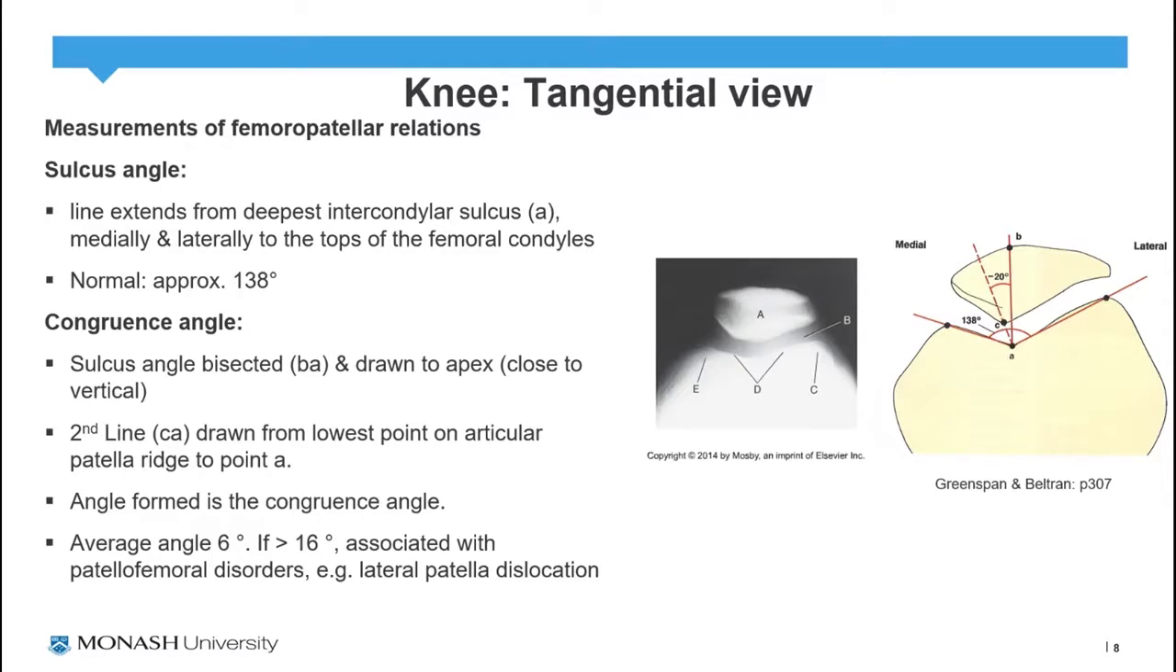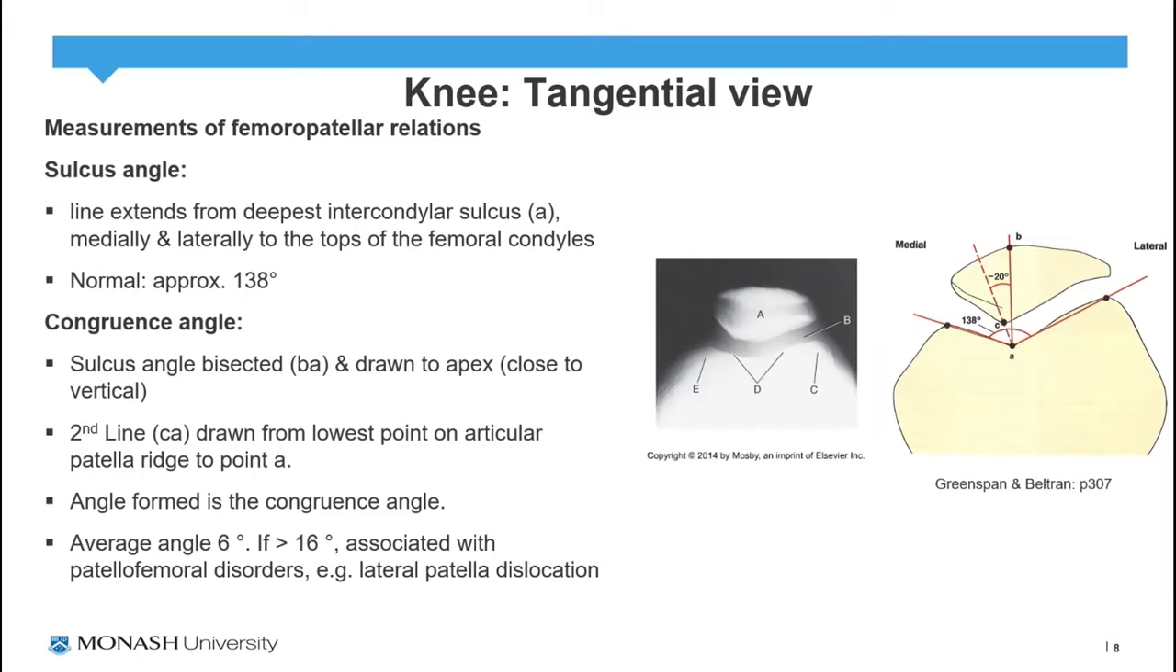Now I've given the tangential view or the skyline view of the patella, and this view is to measure the femoropatellar relations. The sulcus angle and the congruence angle can be measured on this view. The sulcus angle is the line that extends from the deepest intercondylar sulcus. On the image on the right, you can see A indicates the deepest intercondylar sulcus, and then this is drawn medially and laterally to the tops of the femoral condyles. The normal angle should be approximately 138 degrees.